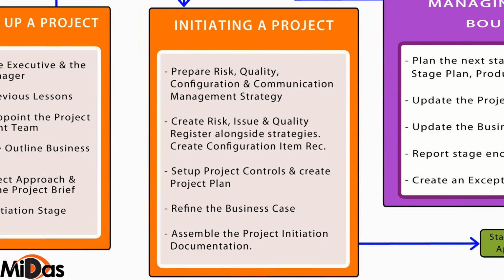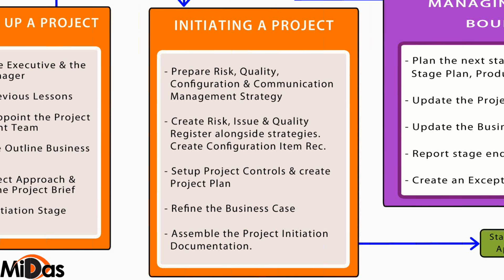In the previous stage, we assembled a file called the project brief. So it's a good idea to assemble more and more files. Let's try to assemble another file. This time we'll call it project initiation documentation. In short form, you can call it PID. In the PID, you will have all these strategies, the business case, the controls, the project plan, all these things.